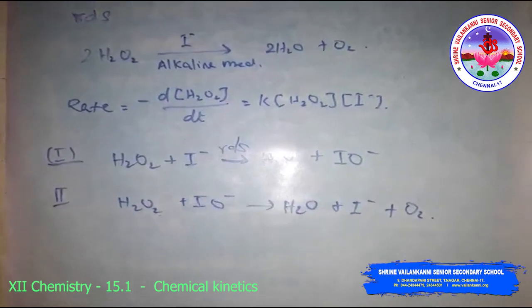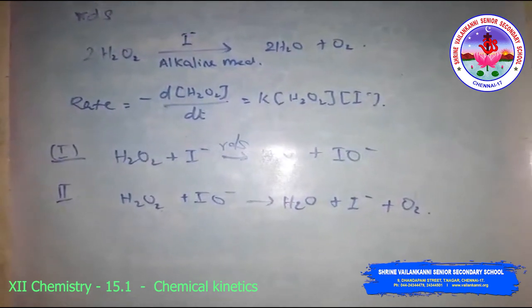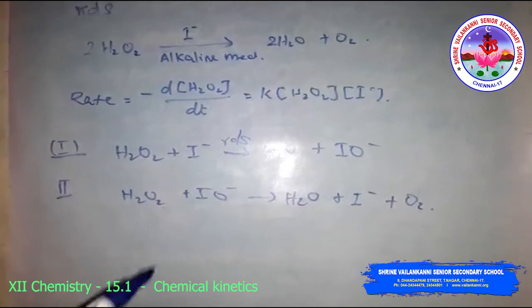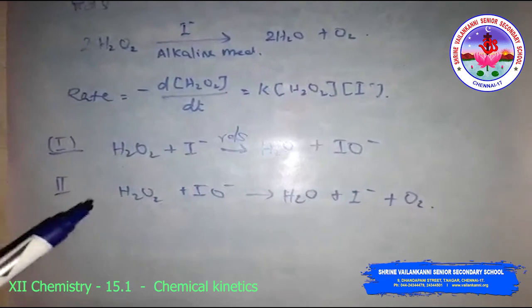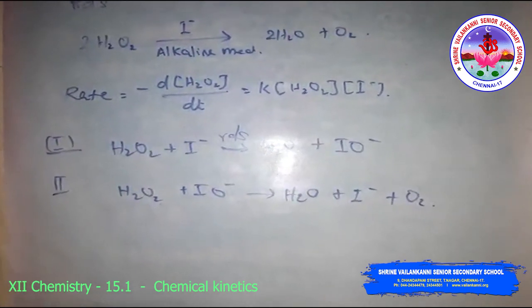Okay, then the complex reaction order is given by the slowest step, and the molecularity of the slowest step is the same as the order of the overall reaction.